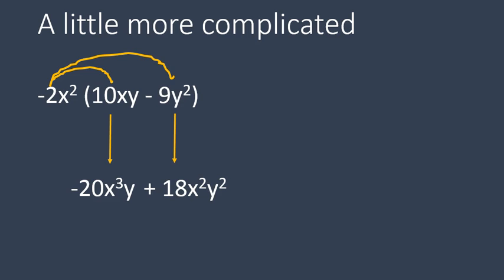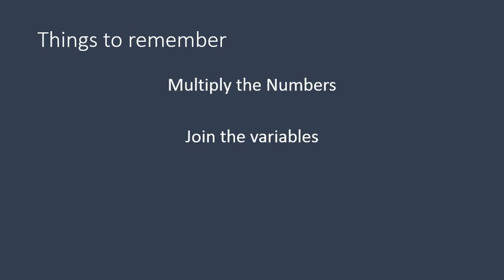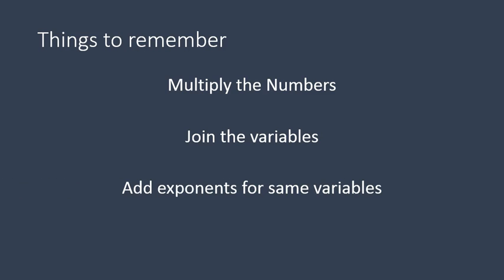So a couple of things to remember. Multiply the numbers. Remember the rules for multiplying positives and negatives, and just multiply those numbers. Join together the variables. If it's A times B, just put them together, AB. And if the variables are the same, make sure to add those exponents.